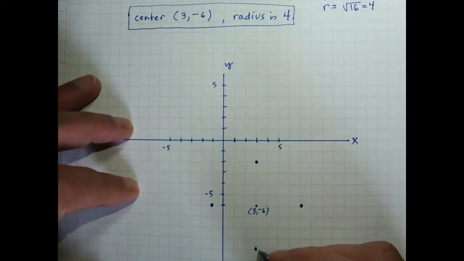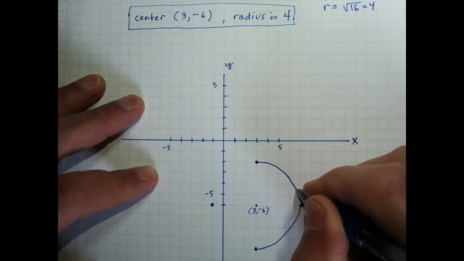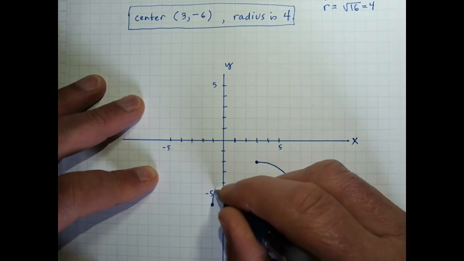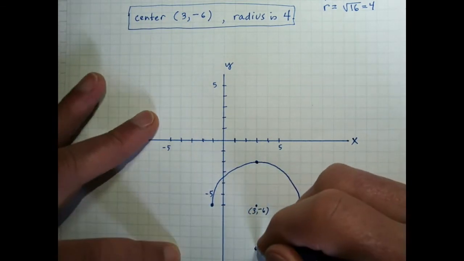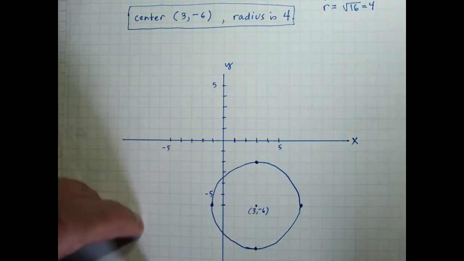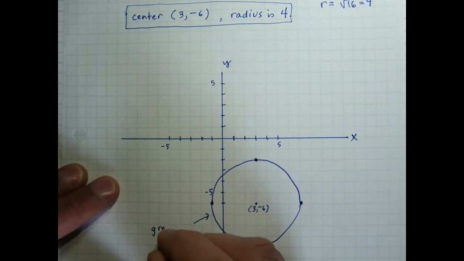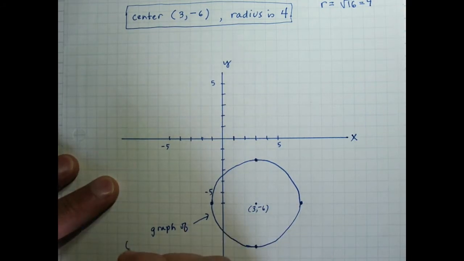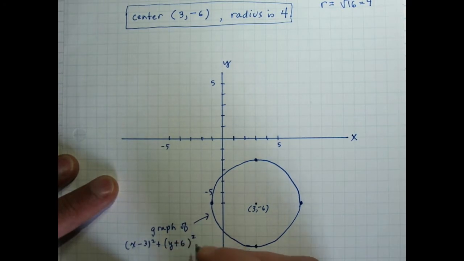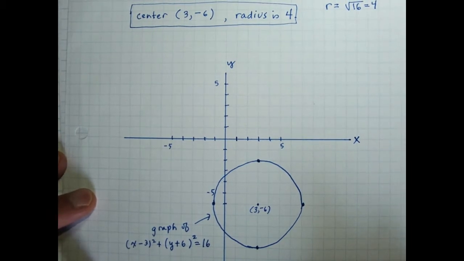And then as best as I can, it doesn't have to be perfect, I'm going to try to draw a curvy circle, kind of connecting those points. And so there, that circle is my graph of (x − 3)² + (y + 6)² = 16. It has center (3, −6) and radius 4.